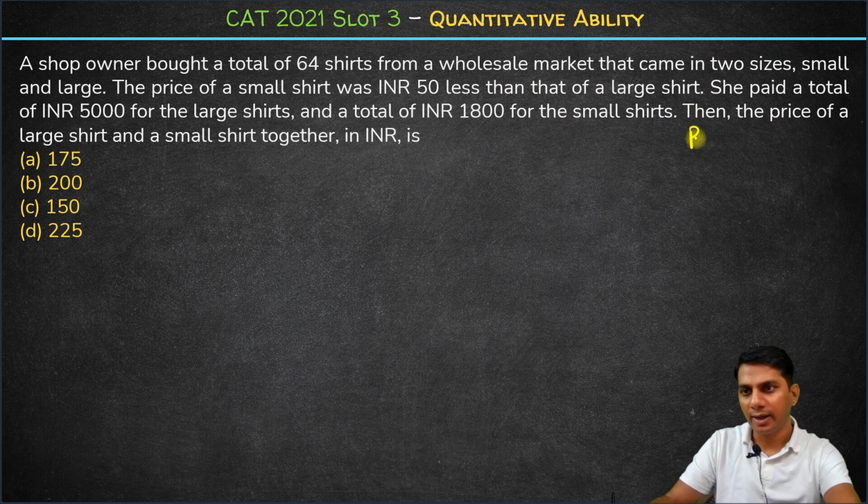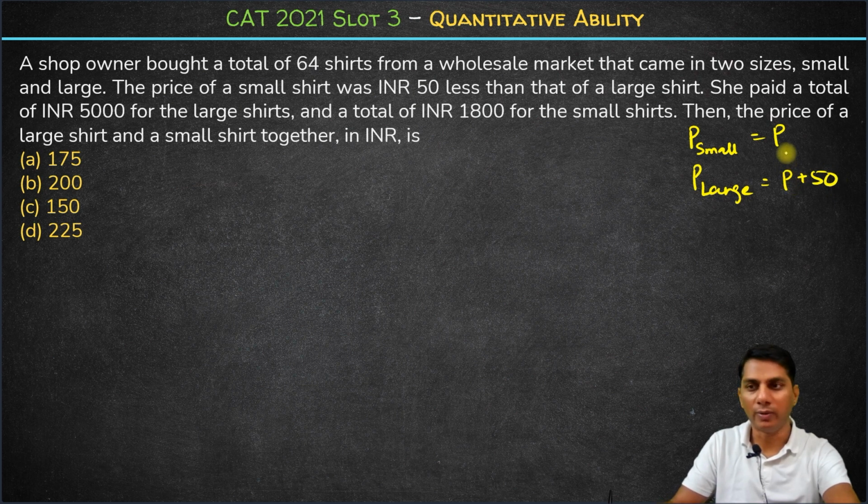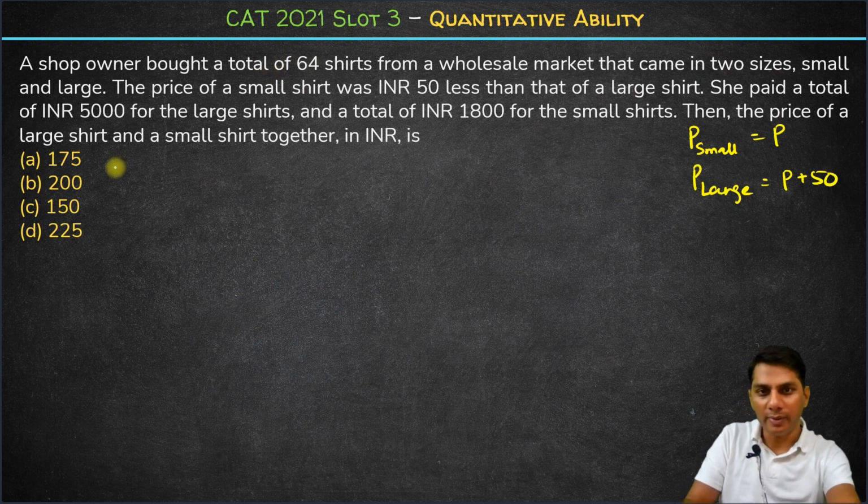So let's say the price of a small shirt is P rupees. So the price of the large shirt will be P plus 50. This is the per shirt price I'm talking about right now. Okay. Now he spent 1800 for small shirts and 5000 for large shirts. So by spending this amount, he buys a total of 64 shirts. Hence, we can form an equation.